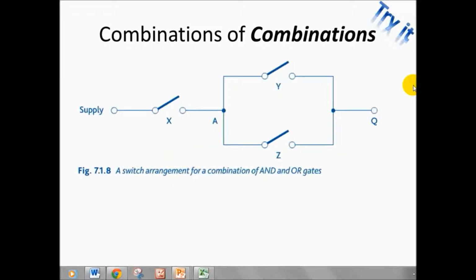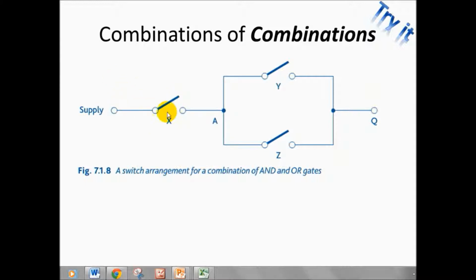Alright, so combinations of combinations. What do I mean by that? Well, that's a combination, and we know it can be either way, and that's a combination. So they have to work together to have our output Q working, as it were. So how do we represent this circuit as an expression, a Boolean expression?